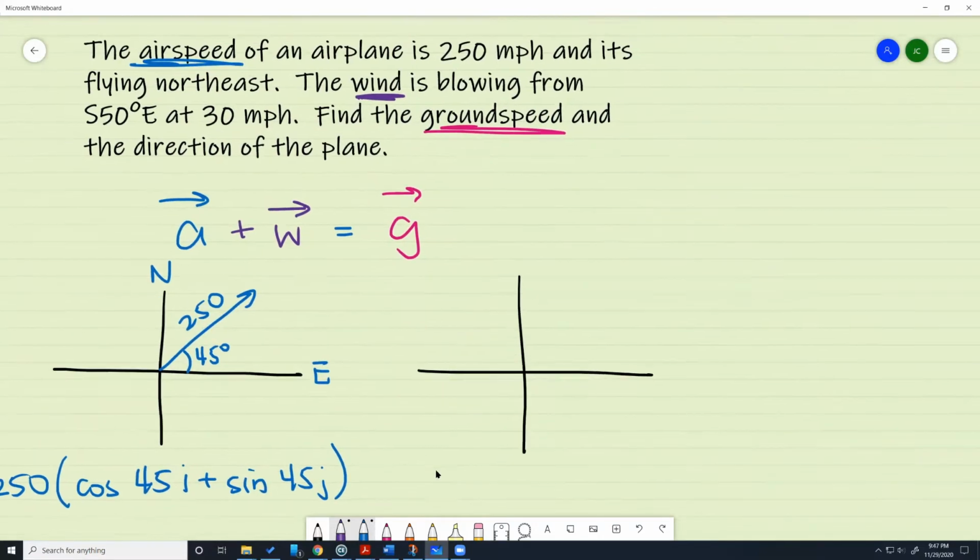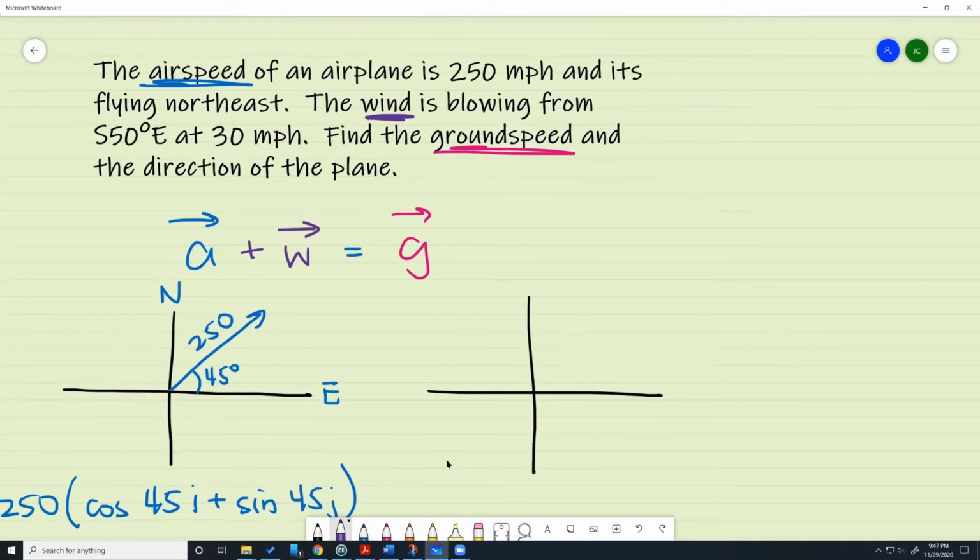On the other side, we have the wind vector. All right, this is interesting. It's blowing from south 50 degrees east. So the way that goes, towards south and then toward east 50 degrees east. But the wording is really important. The wind is blowing from south 50 degrees east, so the arrow should go at the top there.